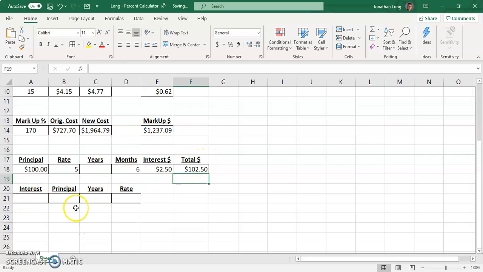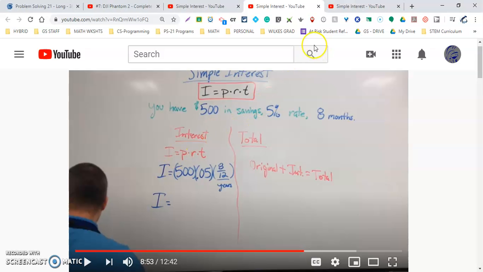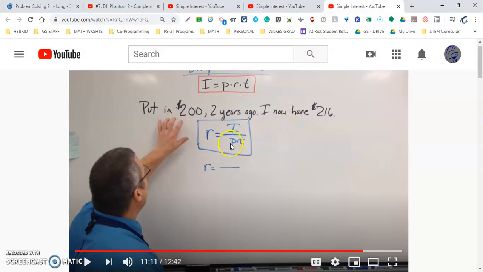Now let's go down to the bottom part. What if we're trying to find what rate is? Okay, just like in the later part of the Play Pause It video we did. Well, rate is interest divided by whatever principal times time is.